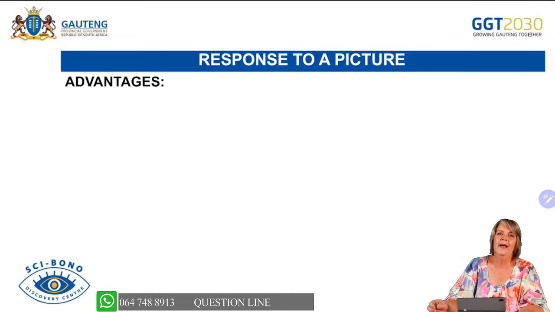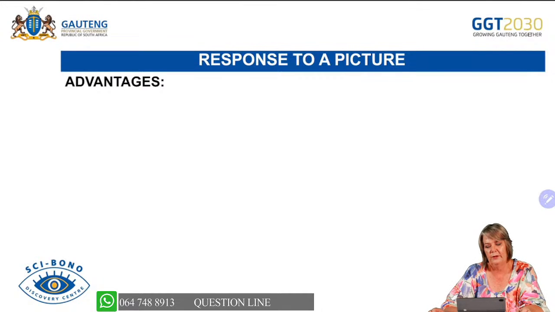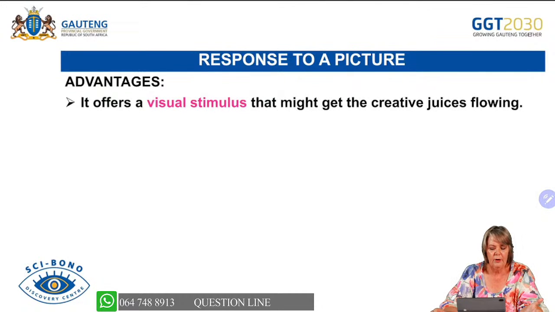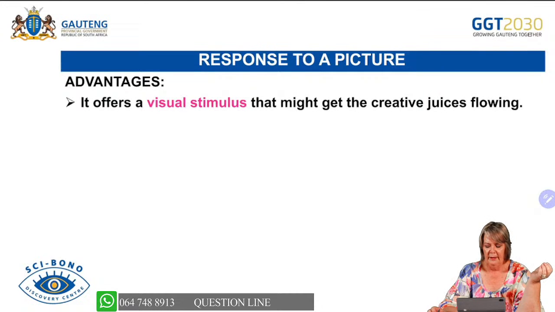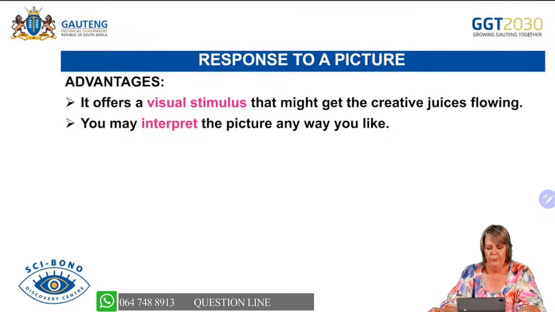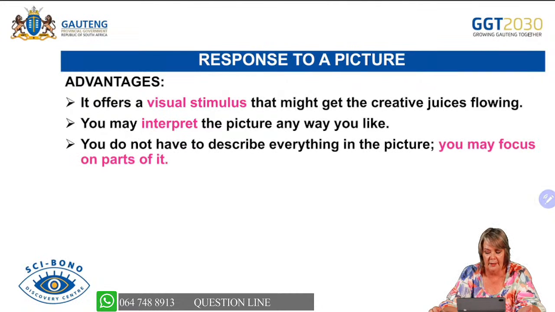Now, there are some advantages and some disadvantages to the response to a picture. An advantage is it offers a visual stimulus. A visual stimulus, that is, you look at the picture and some idea or thought pops up in your head that might get the creative juices flowing. You may interpret the picture any way you like, which gives you freedom. Of course, you can also choose any genre you like. You do not have to describe everything in the picture. You may focus on parts of it.